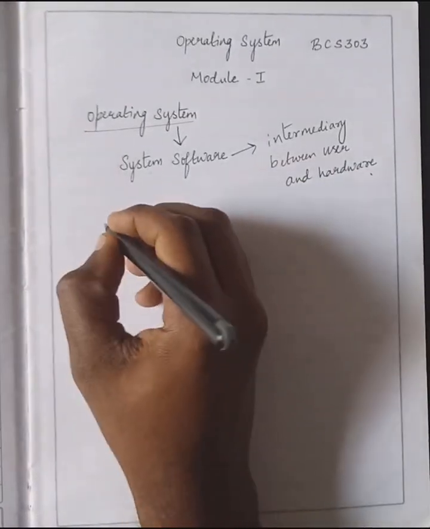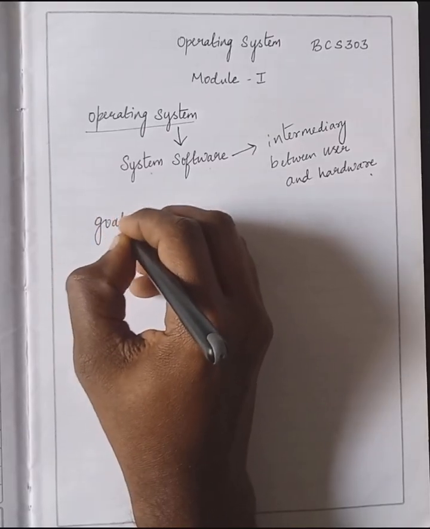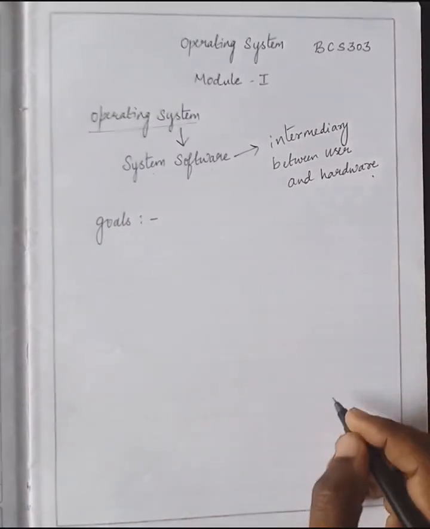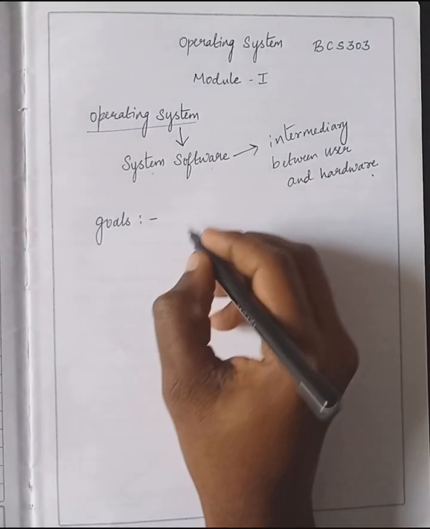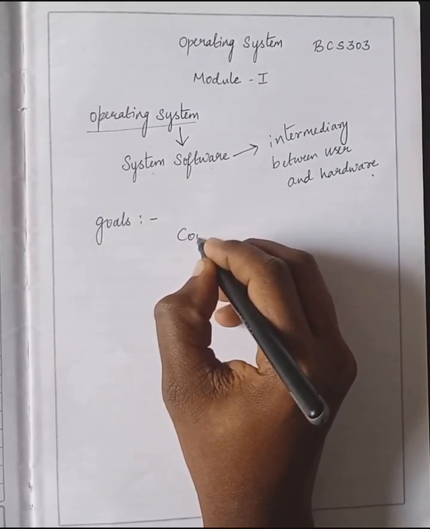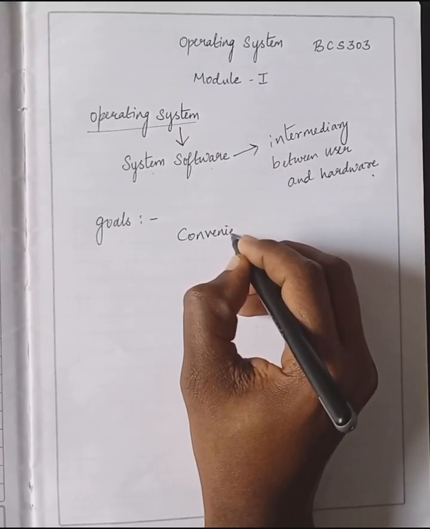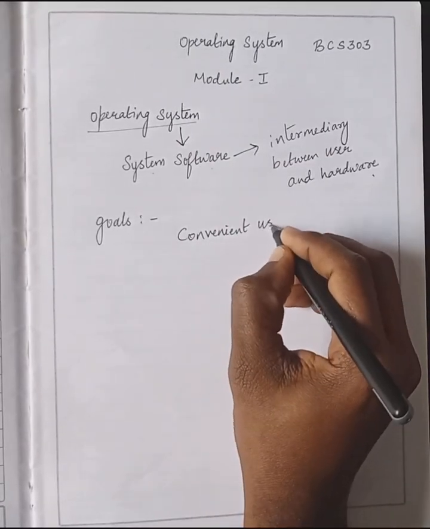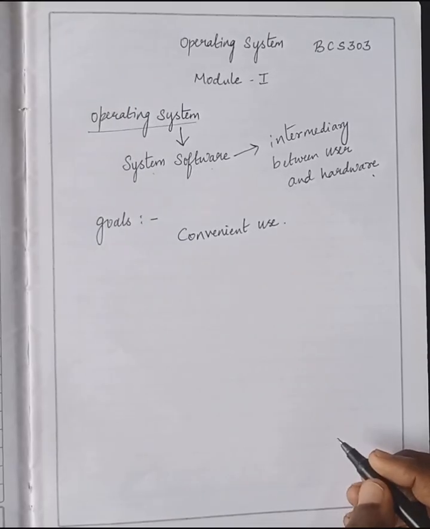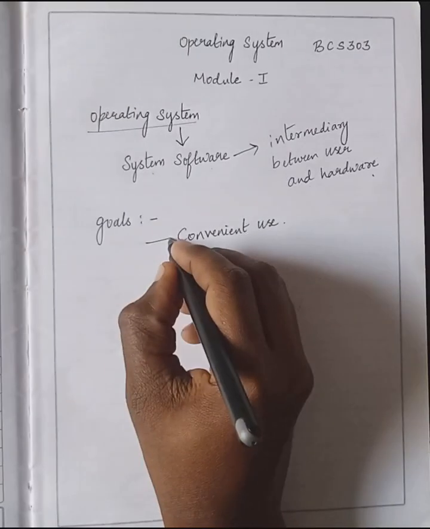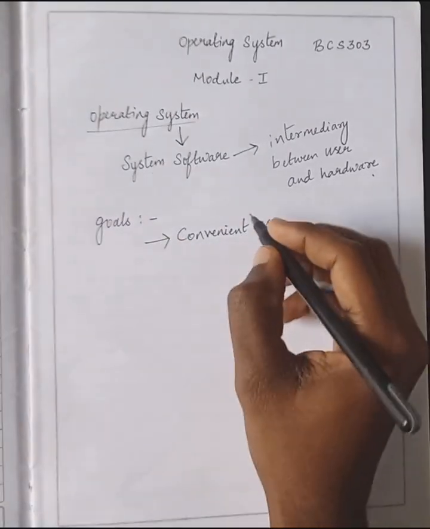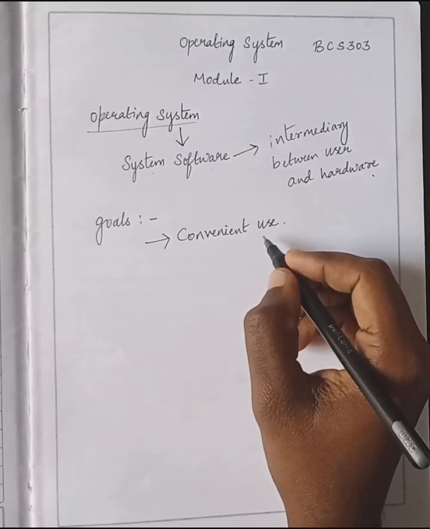Next we'll see the goals of the OS. What are the main goals of the OS? The first thing is it makes the system convenient to use. It allows the user to use the computer in a convenient way, because the operating system is going to provide as many options in the user interface. The first goal is to make the computer system convenient to use.